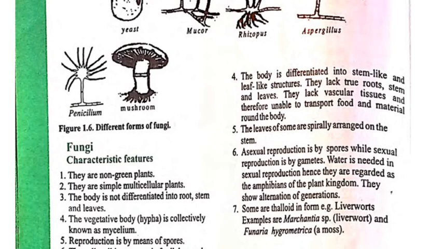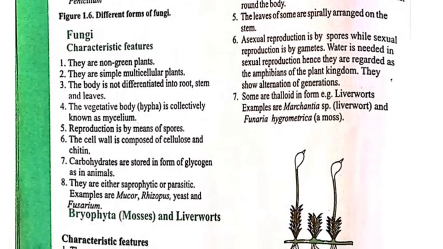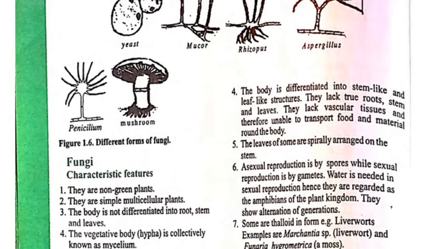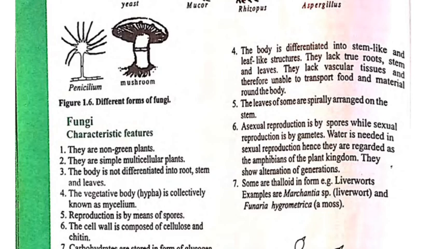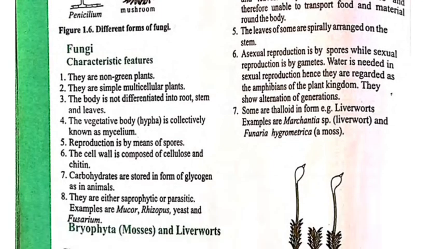They show alternation of generations. Now, if you are reading for JAMB, they show alternation of generations. That's a point of question mostly. You'll see it. Bryophyta show alternation of generations. They are regarded as the amphibians because they require both land and water. They actually are terrestrial, can be seen on land, but they also require water for reproduction. So they are the amphibians of the plant kingdom. They show alternation of generations.